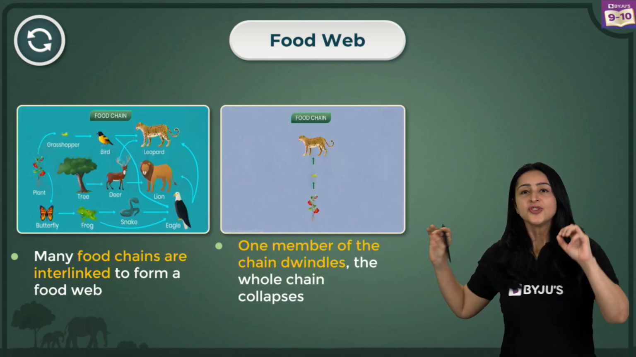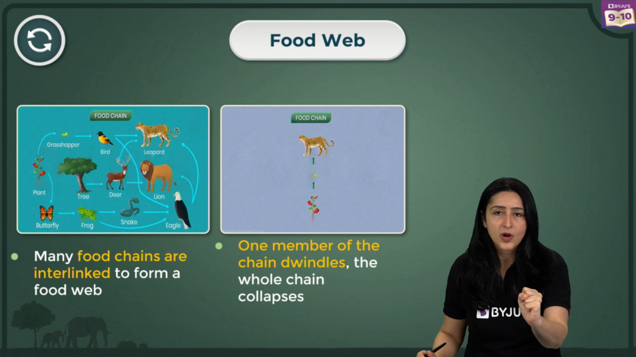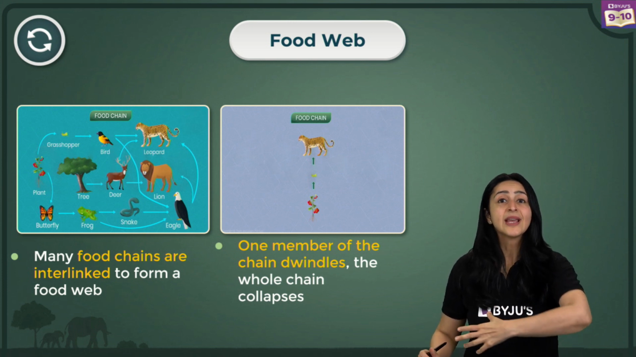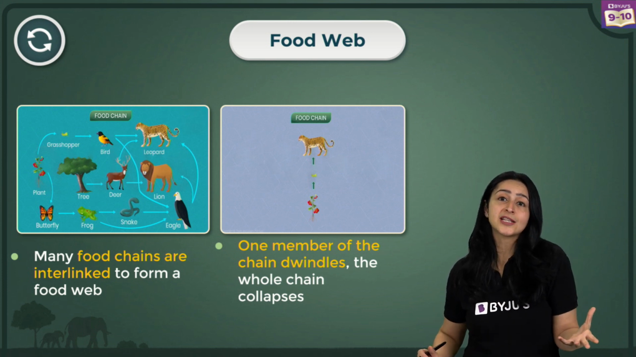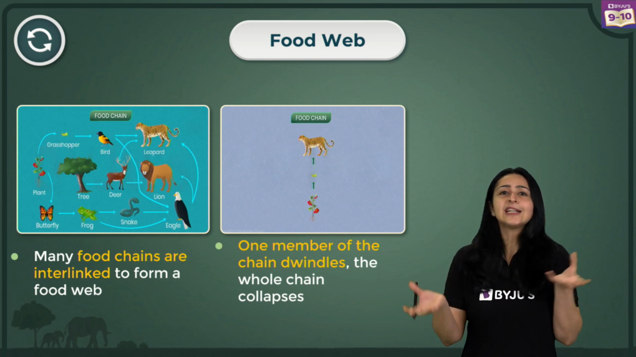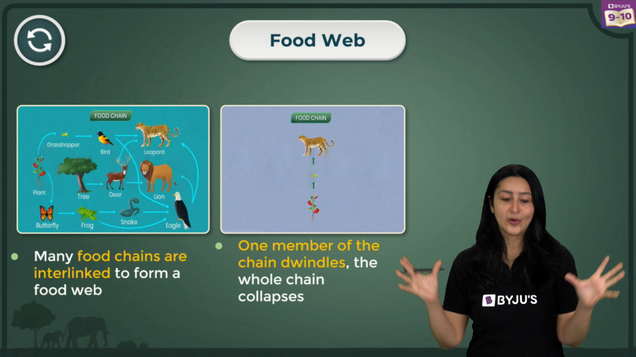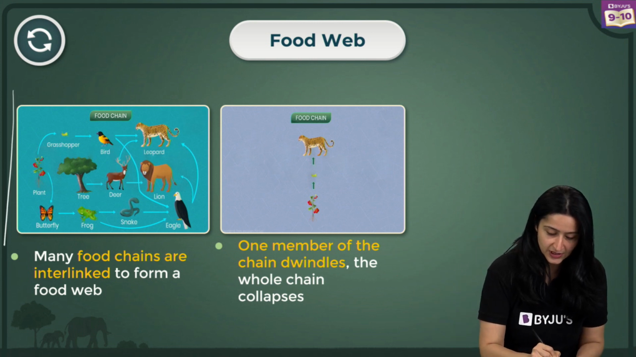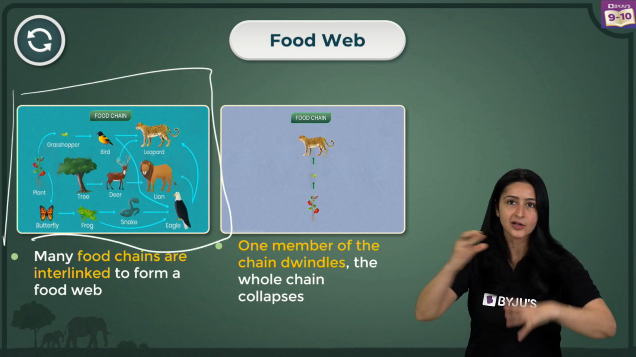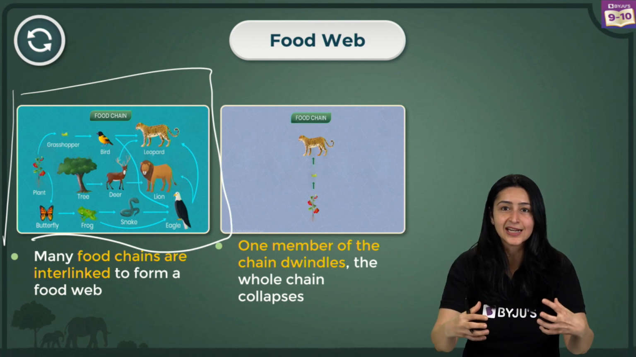Now, just like this food chain that I spoke about, this is a very small food chain. We have various other food chains that exist, and they are all interlinked, and they form a food web, as we can see over here. You see how all these different living beings and organisms are all interconnected.